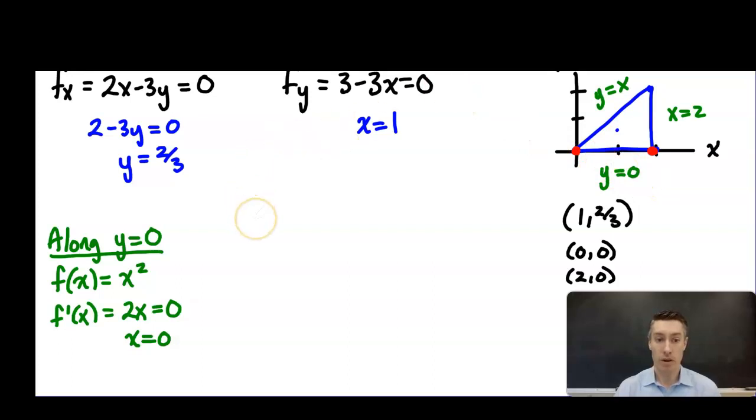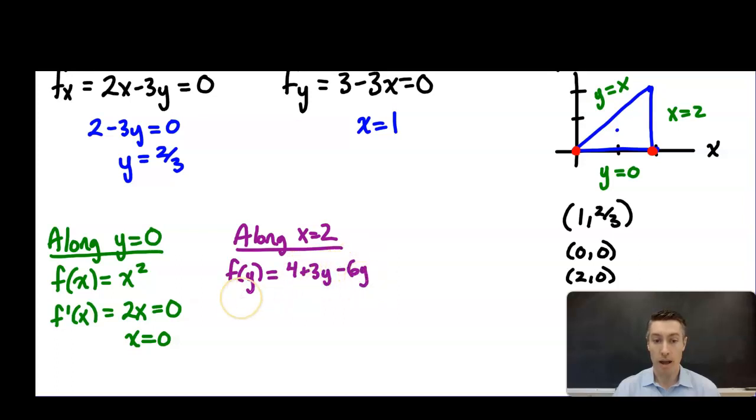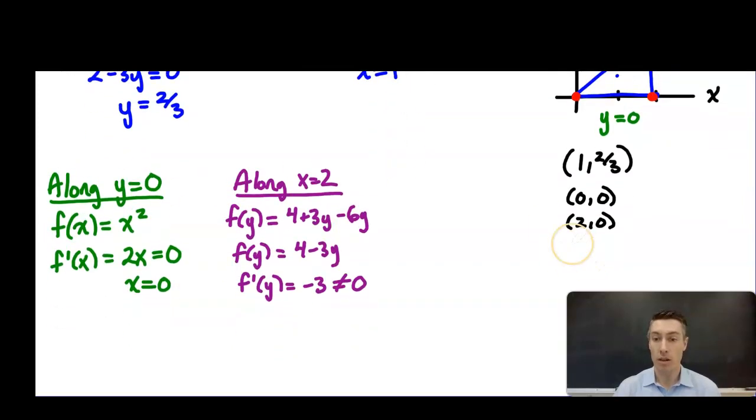Now I'll use a different color. So now we'll go along x equals 2. So that reduces our function to a function of y. So that's going to be 4 plus 3y minus 6y. So f of y is 4 minus 3y. Take the derivative, -3. That does not equal 0. So there are no points that we have to consider along x equals 2 other than the endpoints. One of those endpoints was already put on our list at (2, 0). The other endpoint is at (2, 2). So we add that to our list.